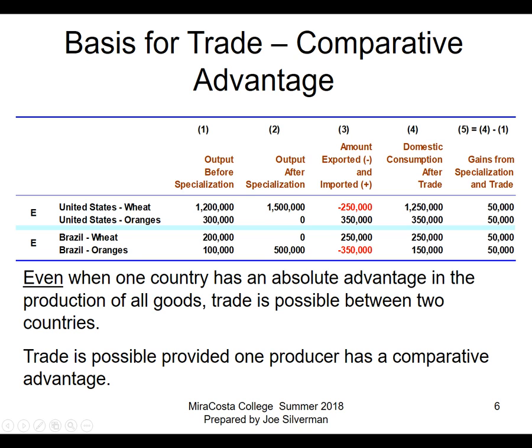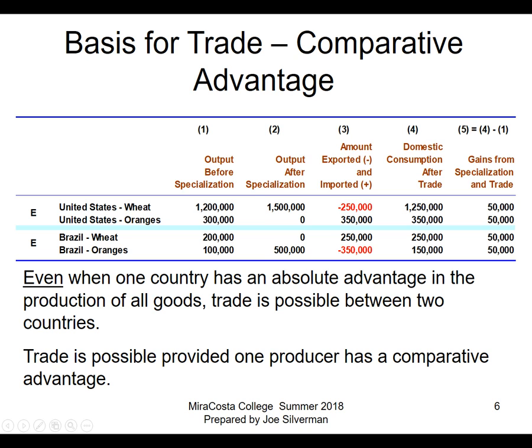People in the U.S. have breakfast cereal and no orange juice. People in Brazil have orange juice but no breakfast cereal. How are they going to solve this problem? People are going to get together. They're going to figure out how many oranges they want to trade for how much wheat. And so just imagine that people in the U.S. agree to sell Brazil, if you will, 250,000 tons of wheat in exchange for 350,000 tons of oranges.